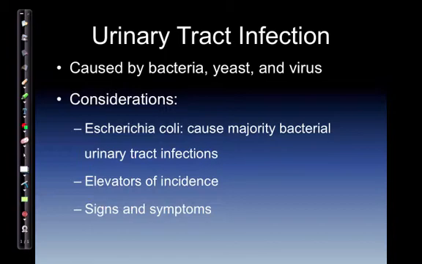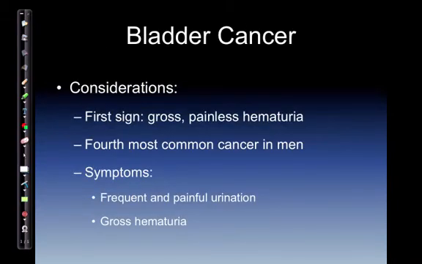Cystitis is an infection. The infection develops and ascends into the bladder. And then we can also accidentally get pyelonephritis from this, which is when the infection goes further and infects the kidney. Bladder cancer. Considerations: the first sign is gross, painless hematuria, so very frank blood in the urine. Fourth most common cause of cancer in men. Symptoms: frequent and painful urination and gross hematuria.